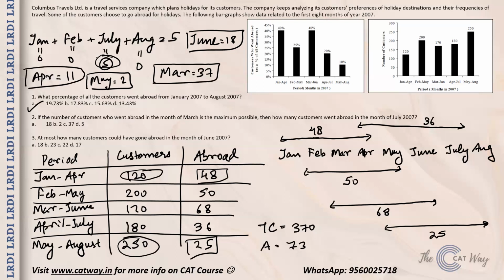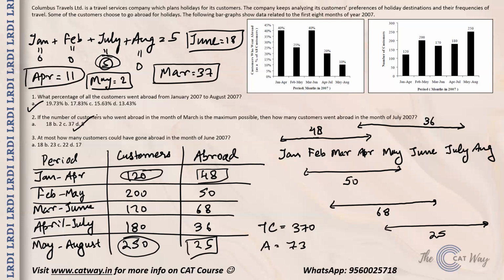So August we have taken as 0, July is 5, June is 18, total is 23. April is, sorry, yeah, from May to August, right? And May is another 2, so the total becomes 25. So all the conditions are getting verified. So the total number of people who went abroad in July will be equal to 5. Option number D will be the right answer over here.